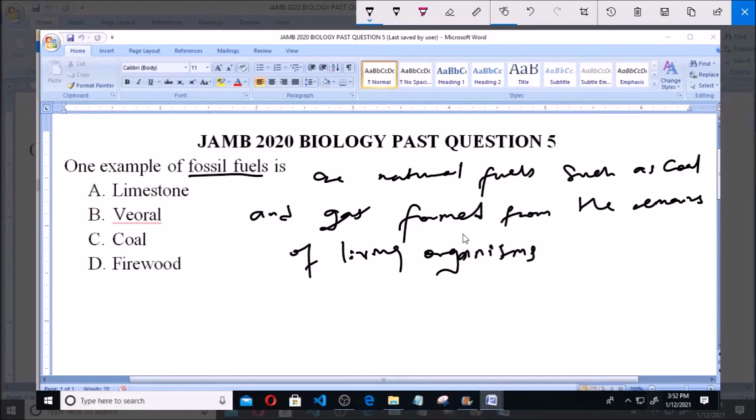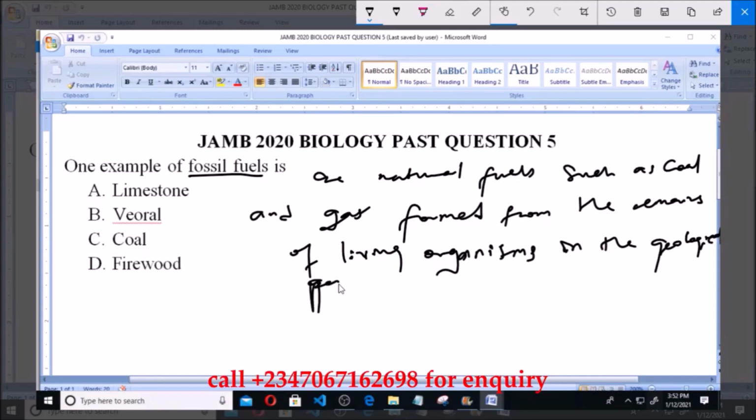They are fuels, but they are fossil fuels because they are formed from what? The remains of living organisms in the geological parts of this organism. In the geological parts. So, fossil fuels are fuels formed from what? Formed from the remains of living organisms, and it includes coals and natural gas. And from the option given to us, we have coal here, and that's the answer to this question.